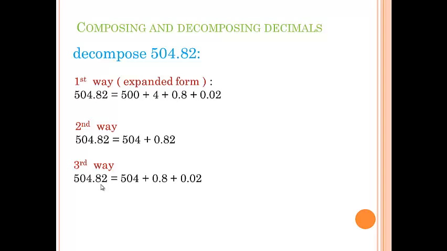Fourth way, we can keep the decimal part the same. Here 0.82, we will write again 0.82 and break each digit in the whole part and write it with its value. 500, I write 500. 0, we will ignore it because its value is also 0. 4 in the ones, we will write 4. Okay?